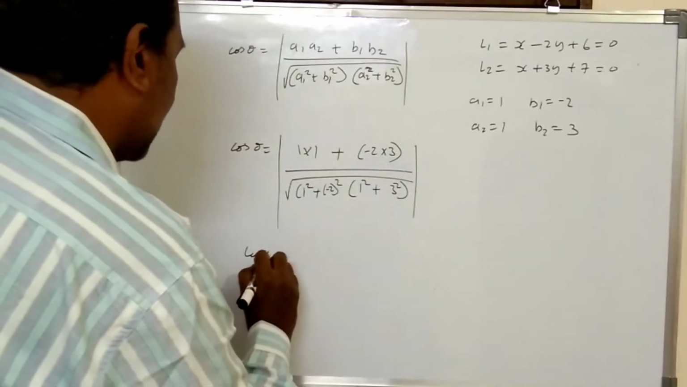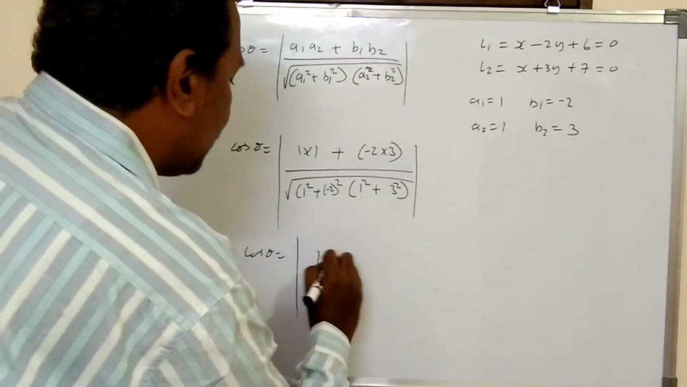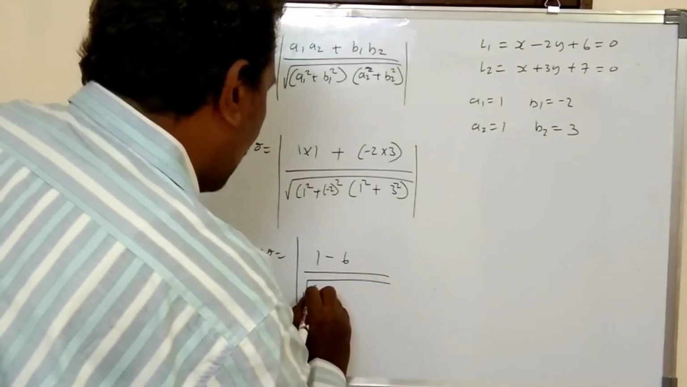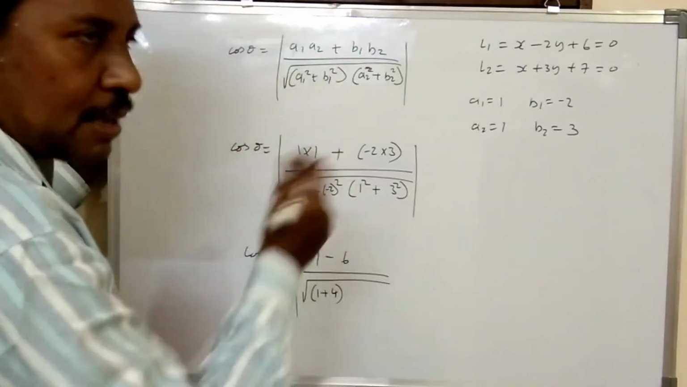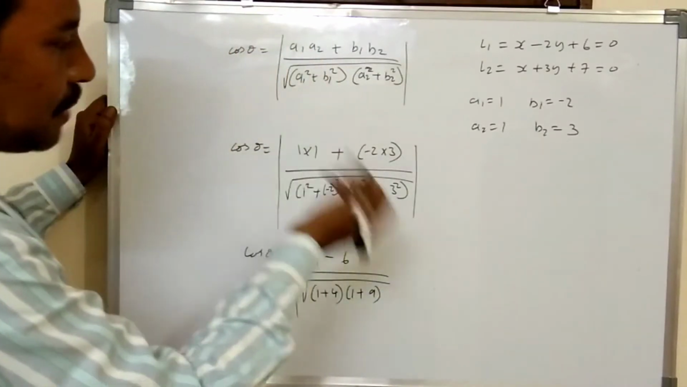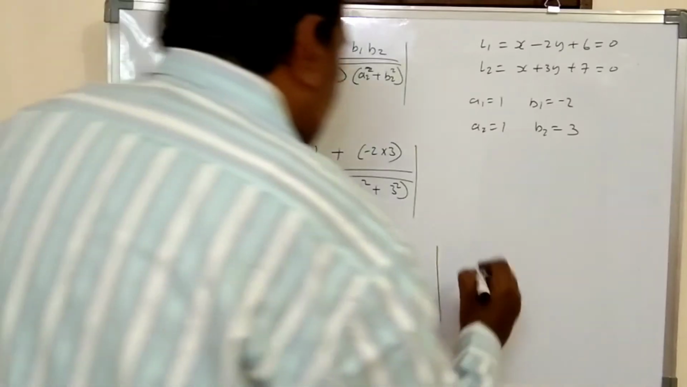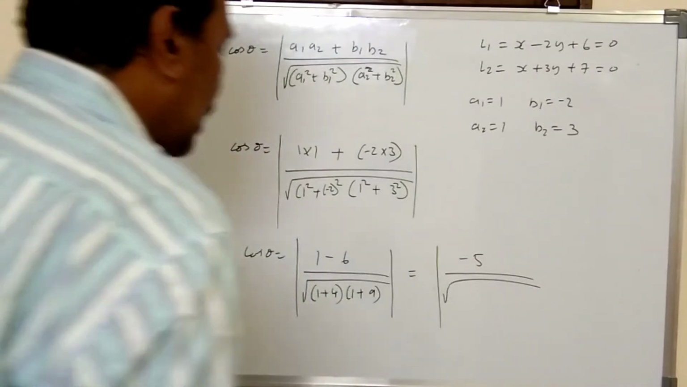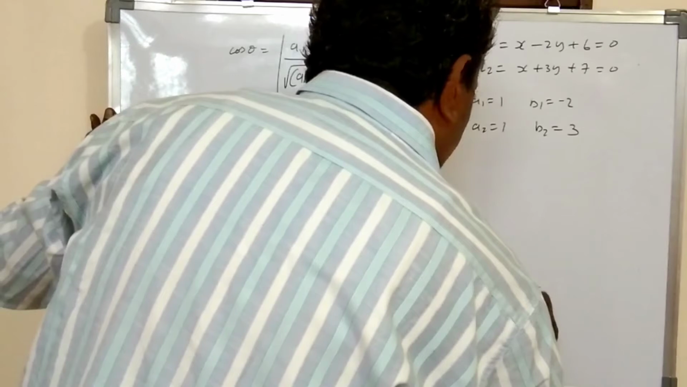That is equal to cos theta is equal to 1 into 1 is 1, plus into minus, minus 2 3s are 6, by square root of 1 square is 1, 2 square minus 2 square is 4, negative becomes positive. 1 plus 9: 1 square is 1, 3 square is 9. Close the modulus. That becomes 1 minus 6 is minus 5, by square root of 1 plus 4 is 5 into 1 plus 9 is equal to 10.